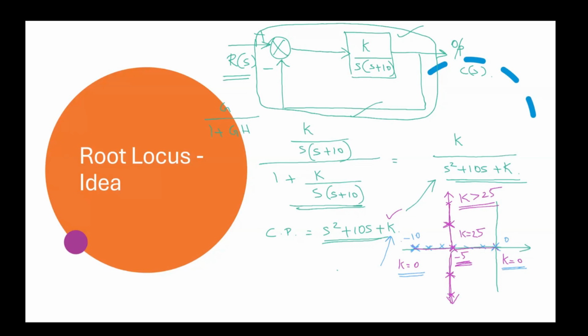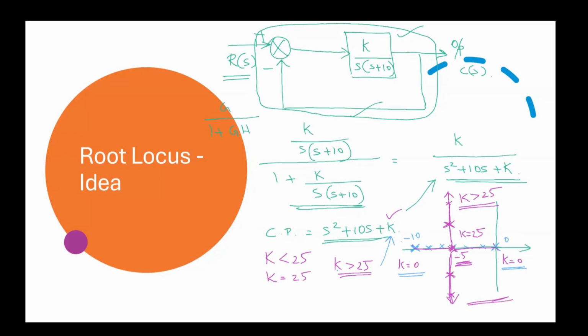So from this graphical representation, we can have the following conclusions. When the value of K is less than 25, we have an overdamped system with poles on the real axis. And when K equal to 25, we have a critically damped system with the two poles at minus 5. And when K is greater than 25, we have an underdamped system with poles having real and imaginary parts. Out of the two poles, we cannot clearly say which pole goes up and which goes down. One of the poles moves up and one moves down. So this is the basic idea of root locus.